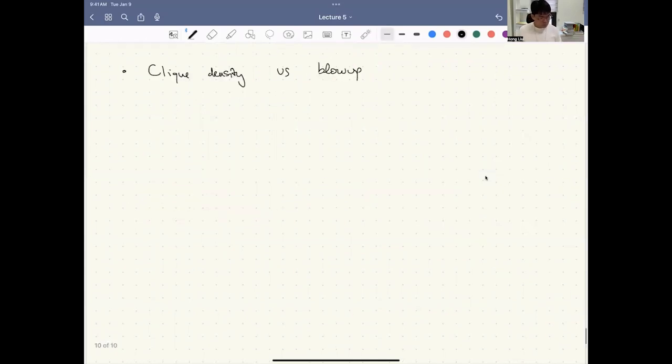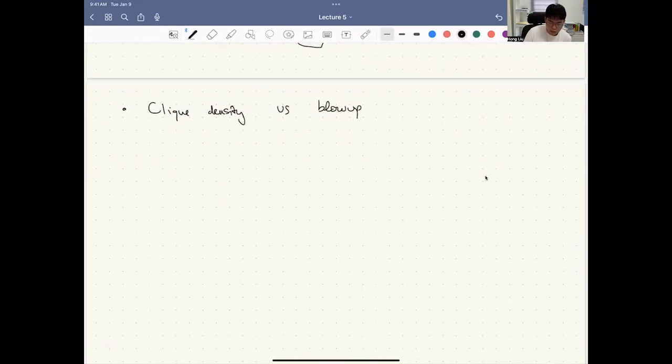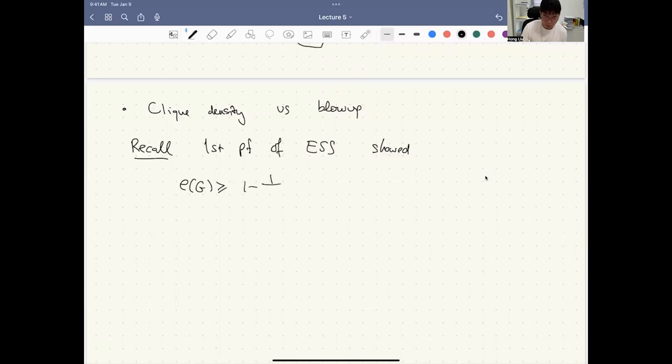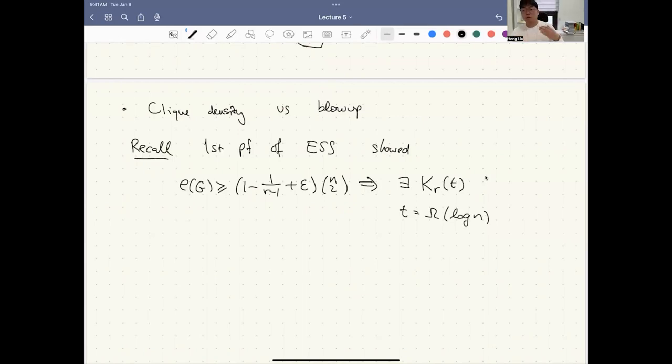Recall that in the first proof of Erdős–Stone–Simonovits, we showed that if the number of edges is bigger than (1 - 1/(r-1) + epsilon) times n choose 2, then in fact you have a blow up of K_r, where this t can be taken to be of size log n. So this blow up can be of size related to n, the host graph, log n.